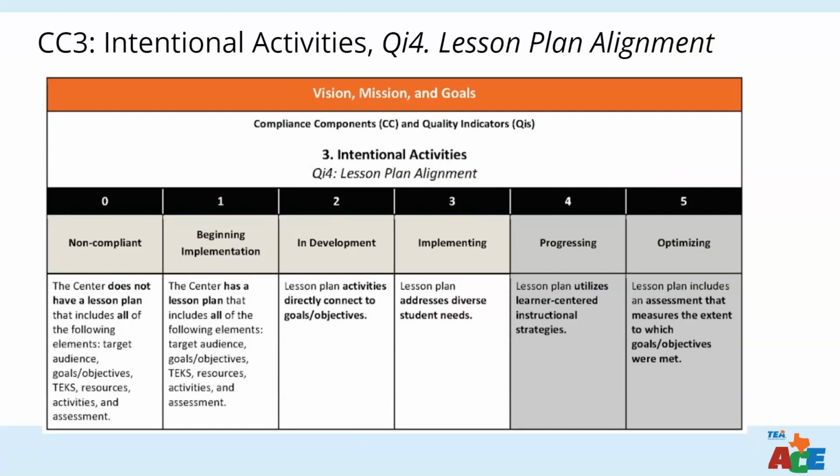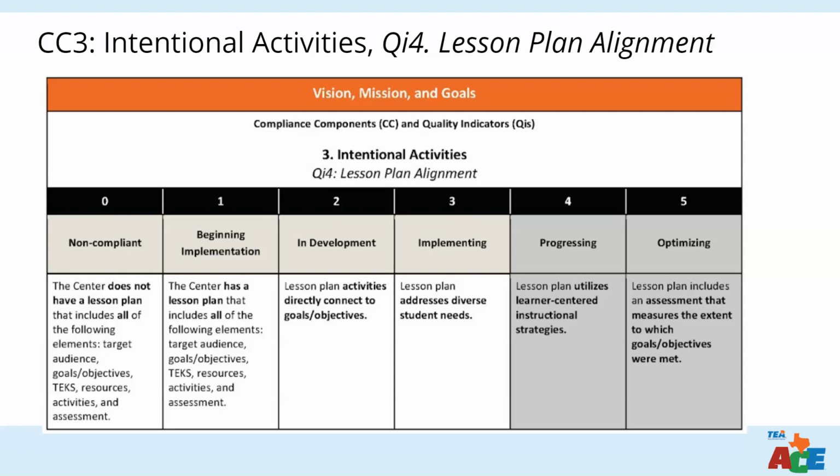Most of the other compliance components set the stage for intentional activities, the compliance component that most directly impacts student learning. The Intentional Activities section provides an opportunity to showcase the careful planning and preparation that sets the stage for student learning. The blueprint for Quality Indicator 4, Lesson Plan Alignment, is shown on this slide. Let me walk you through the scale shown and we can take a close look at each description.